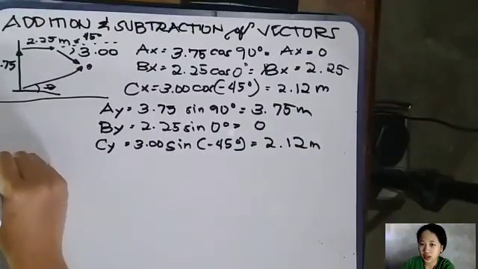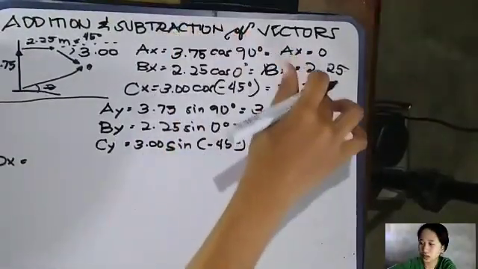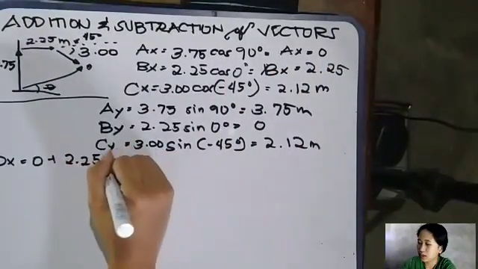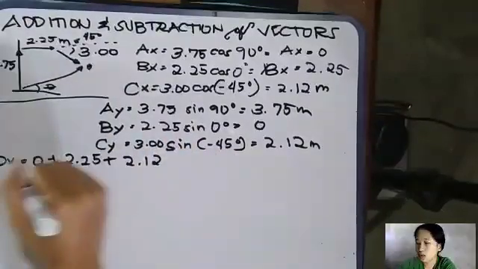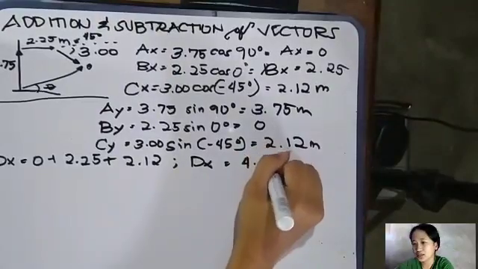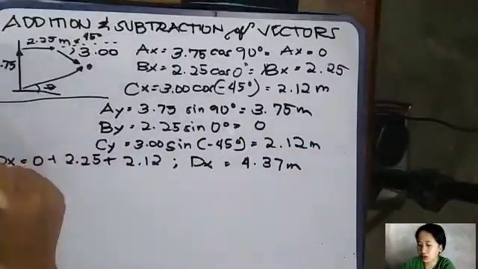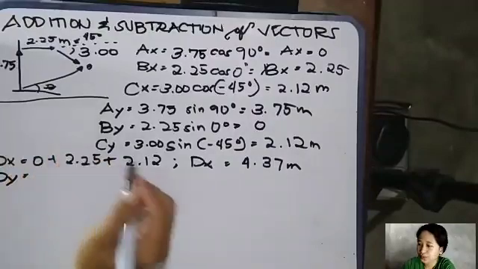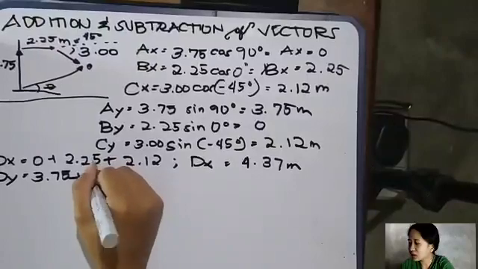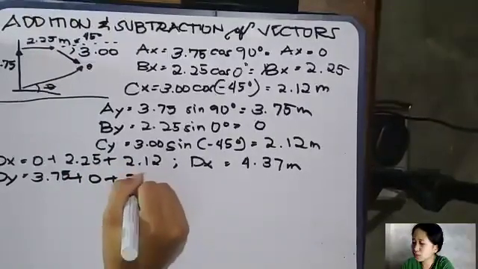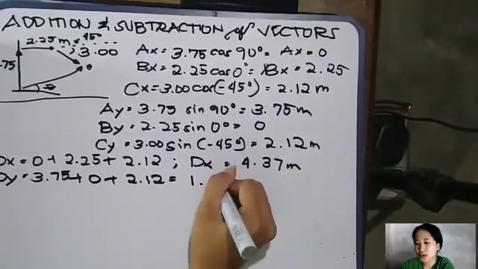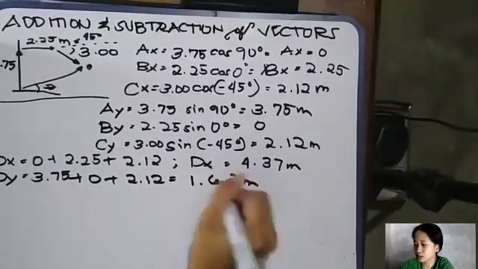So, d sub x, pag-a-addin lang natin itong mga to. 0 plus 2.25 plus 2.12 is equals to d sub x natin is equals to 4.37 meters. So, sa d sub y naman is equals to 3.75 plus 0 plus 2.12 is equals to 1.63 meters.